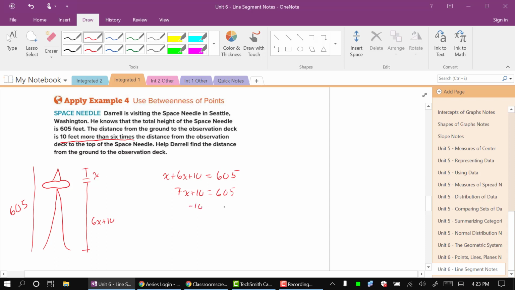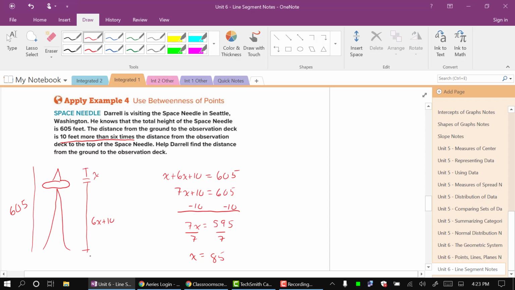Subtract 10. That gives me 7x equals 595. Divide by 7. x equals 85. Find the distance from the ground to the observation deck.